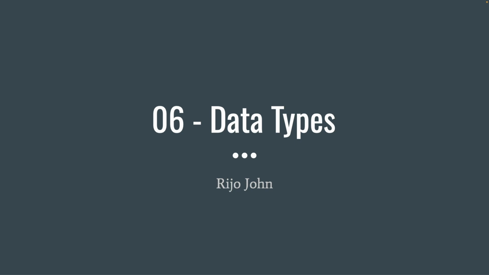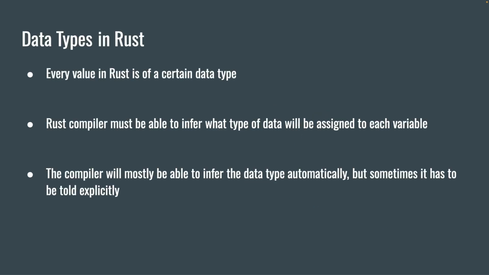Okay, let's get into it. Every value in Rust is of a certain data type, which tells Rust what kind of data is being specified, so it knows how to work with that data. Rust is a statically typed language. This means that the type of variable must be made known to the compiler. The compiler can usually infer what type we want based on the value and how we use it. In some cases, multiple types are possible.